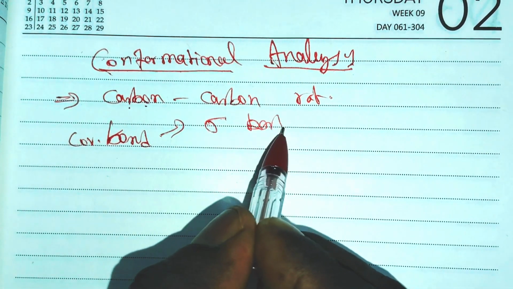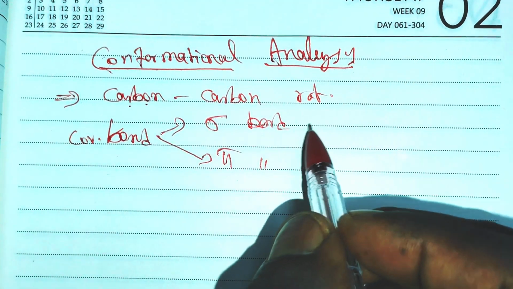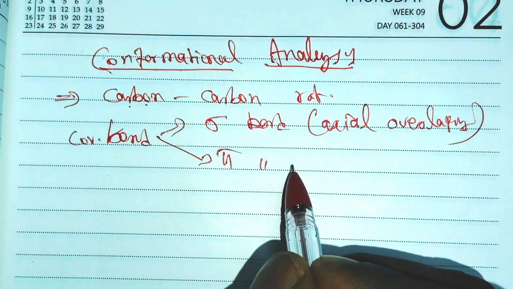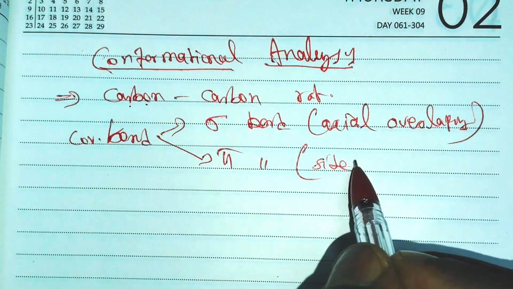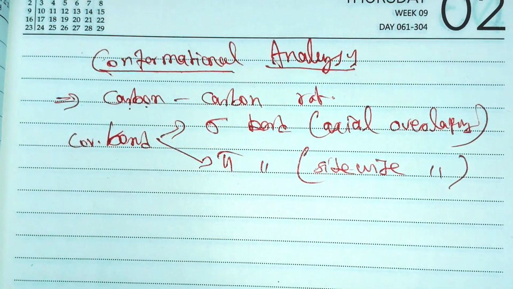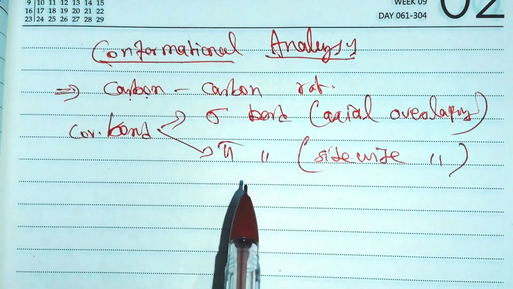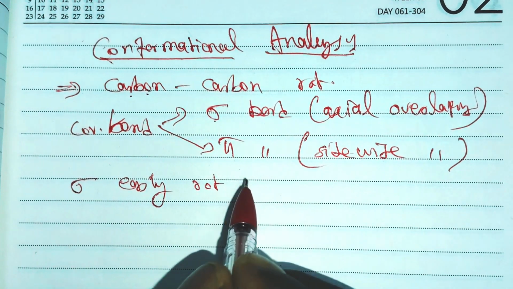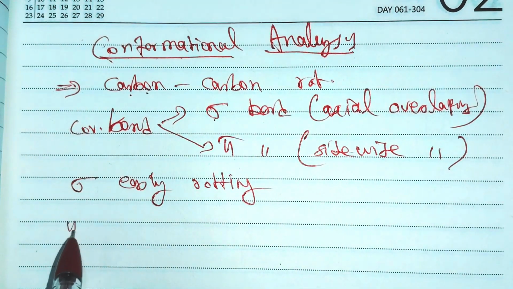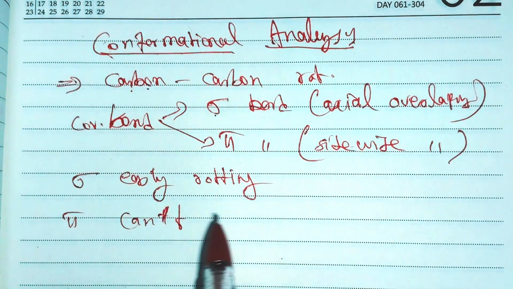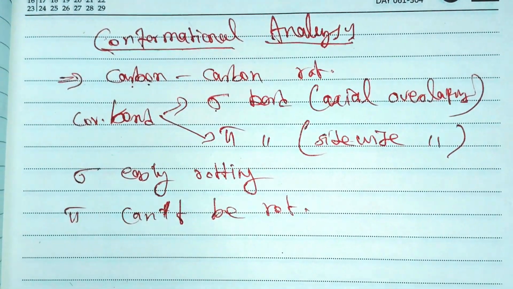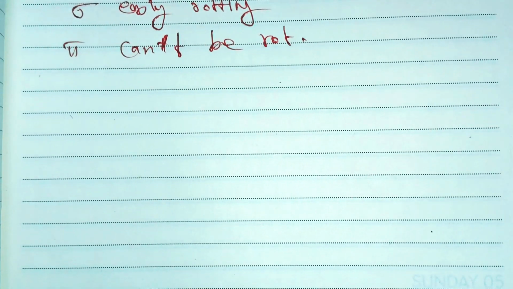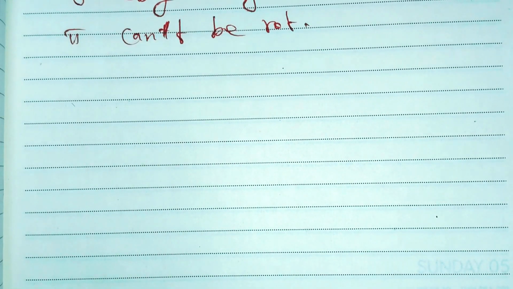One is a sigma bond, another one is a pi bond. The sigma bond has axial orbital overlapping, and the pi bond has sidewise or lateral overlapping. So from here, sigma bonds rotate easily, but in the case of a pi bond, it cannot rotate, because there is restricted rotation. That's why the restricted rotation of an alkene with unsymmetrical substituents is shown by geometrical isomerism.